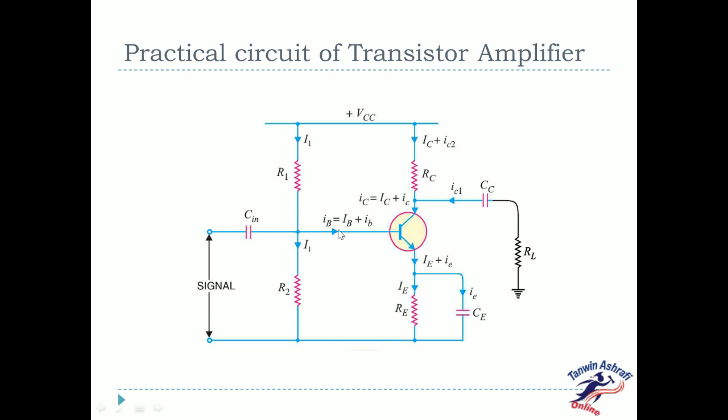Base current IB. When no signal is given in the base circuit, the DC current is IB due to the biasing circuit. When an AC signal is applied, a small signal current ib, that is AC IB, also flows through the base. Therefore, the total current IB is equal to IB plus ib. A similar action is seen in the collector current IC and emitter current IE.